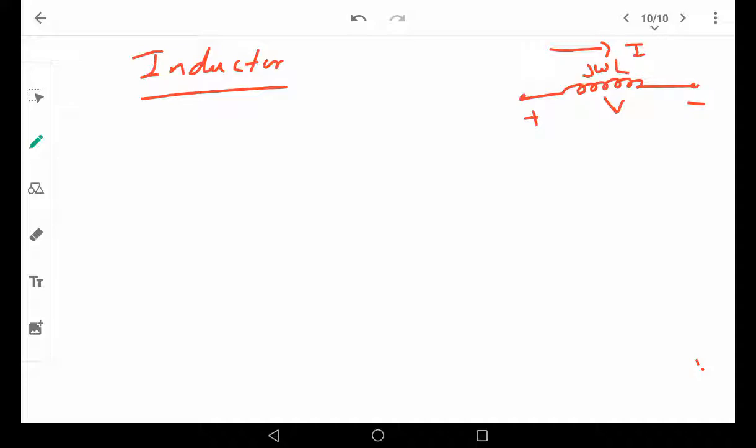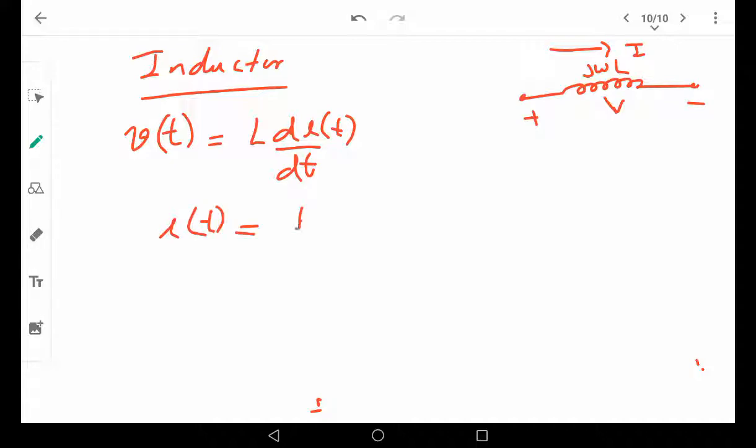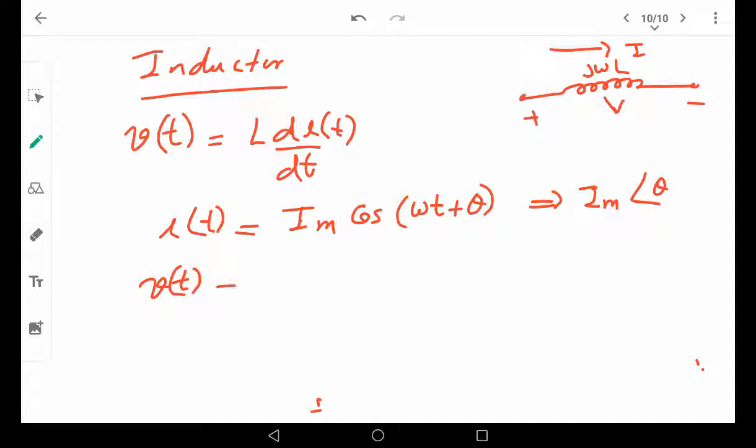Now you see, the relation for inductance is given by v(t) equal to L di/dt, isn't it? For example, if I am putting i(t) equal to Im cos(omega t plus theta), in phasor terms you can represent it as Im angle theta, right? Then what is v(t)?